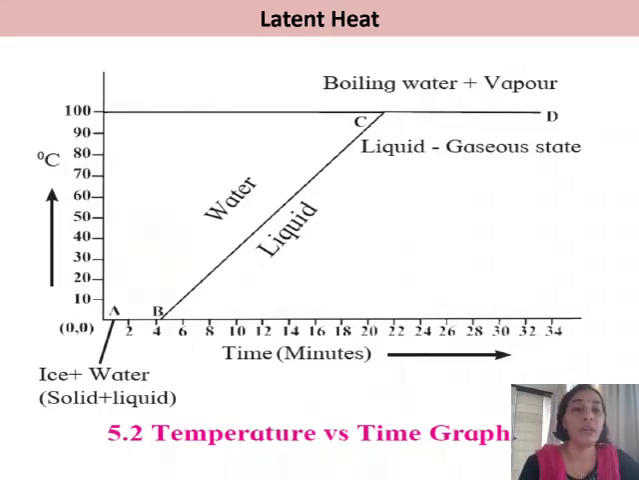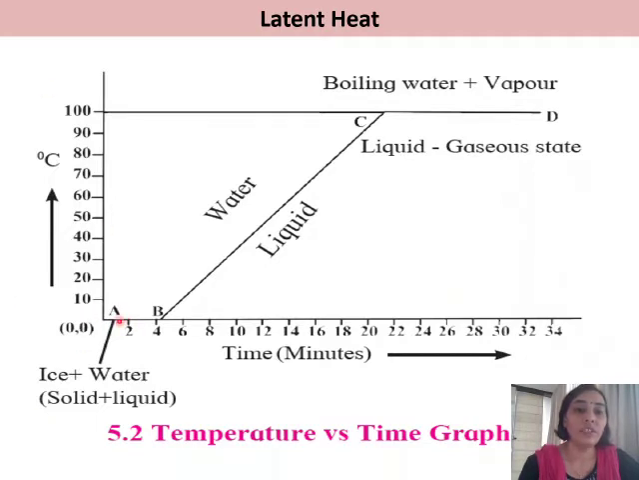Now here we have a temperature versus time graph. In this graph, we have the y and x axes. On the y axis, we have shown temperature in degrees Celsius, starting from 0 to 100 degrees Celsius. And on the x axis, we have shown time in minutes. You can see 2, 4, 6, 8 minutes, till 34 minutes the time has been taken.